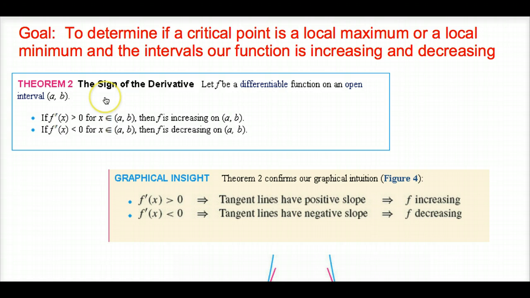Theorem 2 says that if you have a differentiable function on an open interval, if the derivative is positive on some interval a, b, then my function is increasing. So really all that means is if your slope is positive, that means your function is growing. The second one here says if your slope is negative, then your function is decreasing.